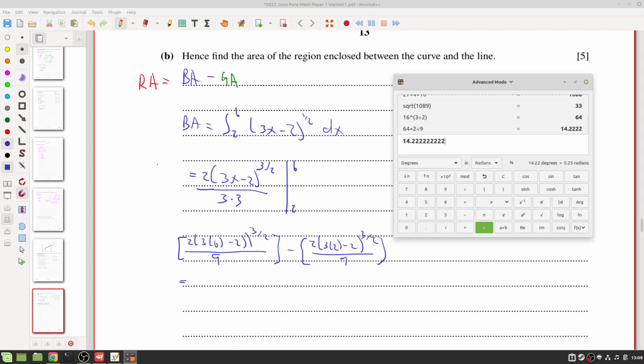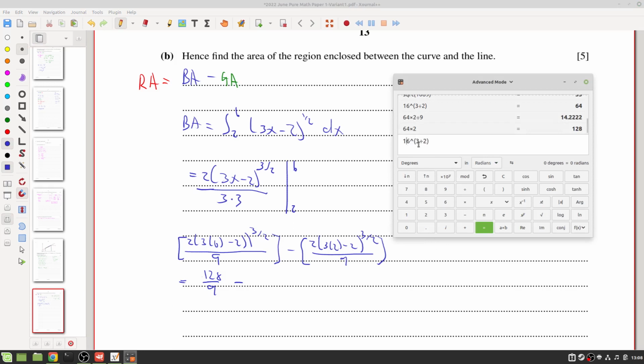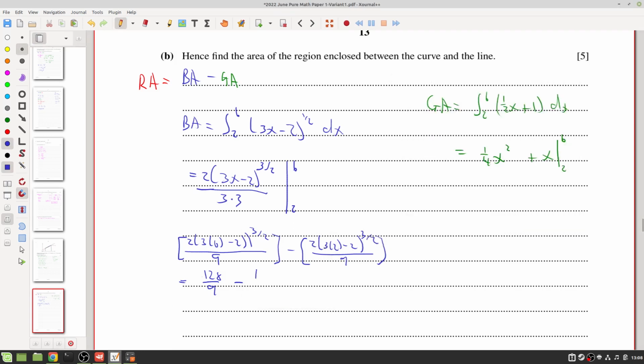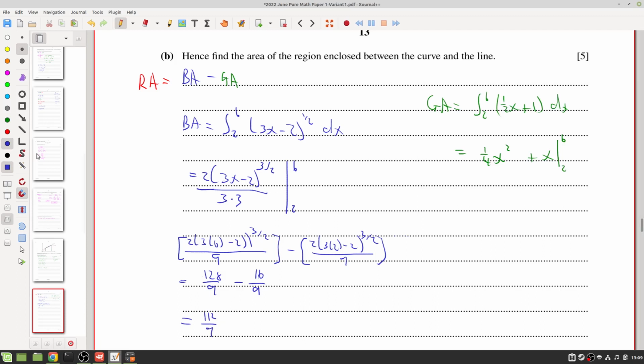So 64 times 2 divided by 9 gives us 14 and 2 over 9, but let's just keep it in fraction form. 64 times 2 at the top, so 128 over 9. Minus, and then here we've got 6 minus 2 is 4 to the power 3 over 2. That's going to be 8, yes. So 8 times 2 is 16 at the top and 9 at the bottom. Then 128 minus 16 is 112. Can that divide by 9? No. It's 112 over 9. That's the blue part.